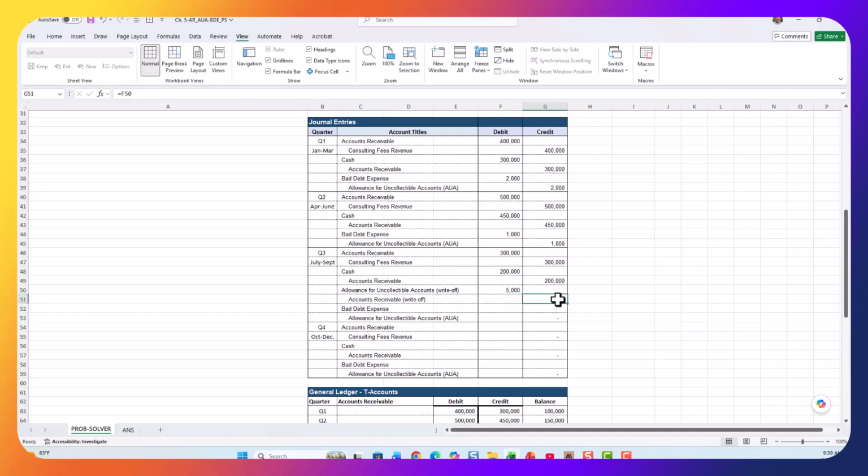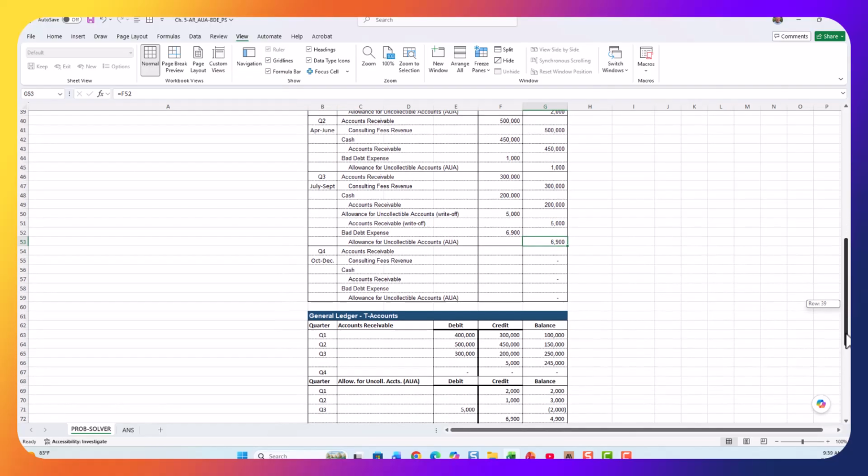The adjustment to record the bad debt expense for the period is a debit to bad debt expense for $6,900 and a credit to allowance for uncollectible accounts, or AUA, for $6,900.